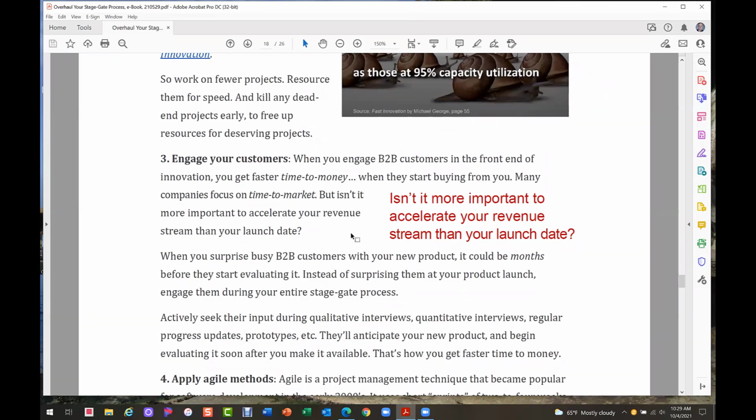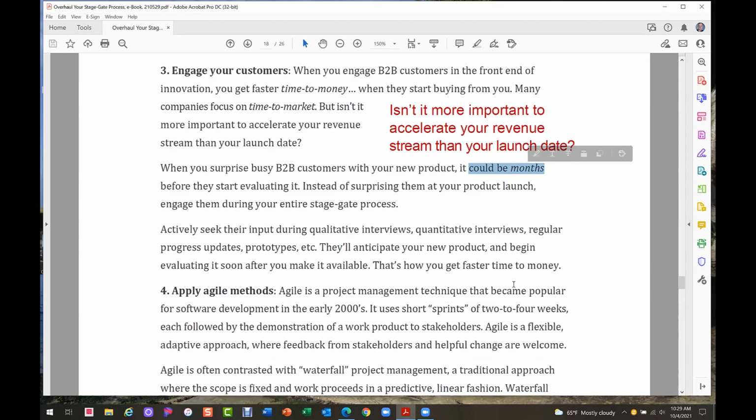Now, if you engage your customers all during the front end and development stages, and then say, we've got a sample coming, now they're ready for it and they will evaluate it much more quickly. If you don't engage them and surprise them with your new product, good luck getting them to look at it very long. It could be months before they actually evaluate it.